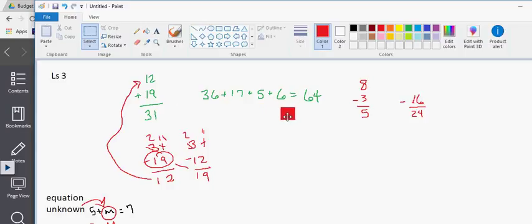Subtraction, I said, was going to be a little more complicated because it's not commutative. Review: what is the 8 called in a subtraction problem like this? It's the minuend. It's the number we're taking away from. What's the 3 called? It's the subtracting number, the taking away number, the subtrahend. And finally, what's the answer in a subtraction problem? It's called the difference, okay?